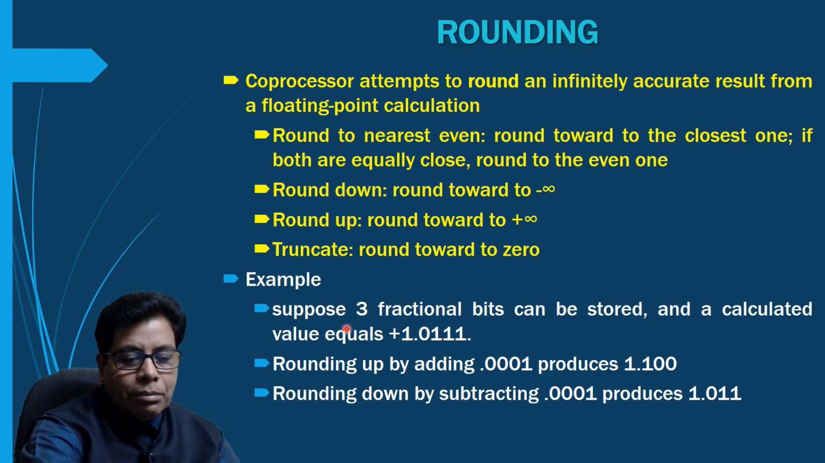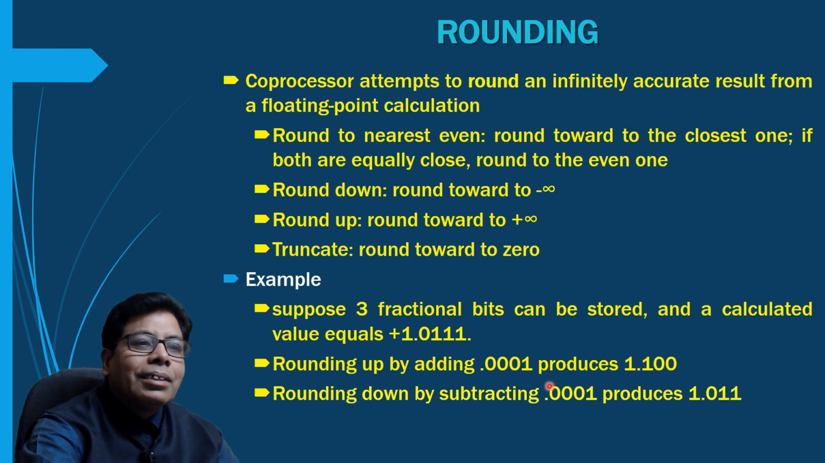So if you take an example, we have a fraction and the calculated value is plus 1.011. Rounding up by adding 0.001 produces 1.100. And then rounding down, that is subtracting 0.0001, produces 1.011. Now this rounding will depend on the bits.